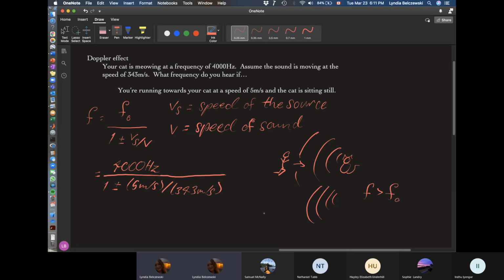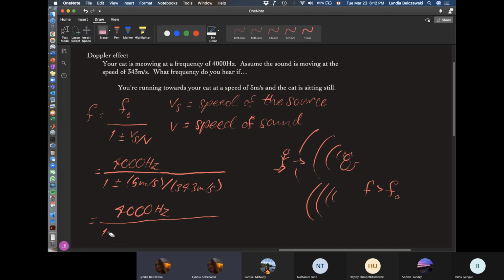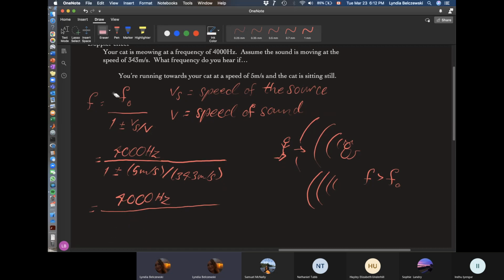And so for the frequency that you observe to be bigger, the denominator of the right-hand side of this equation should be smaller, so that overall the right-hand side gets bigger. All to say is that you would have 4,000 hertz divided by 1, and we're going to make this minus, well, I'll just write it as 5 over 343.